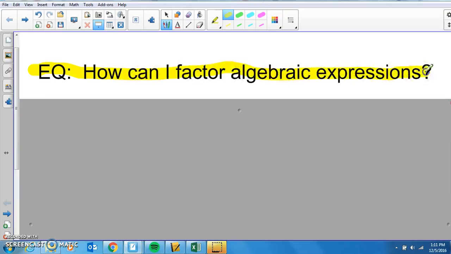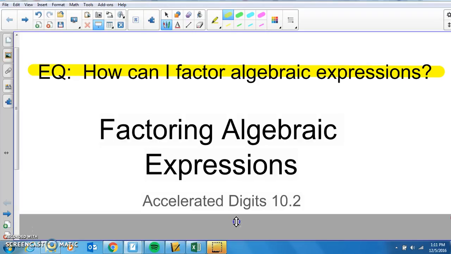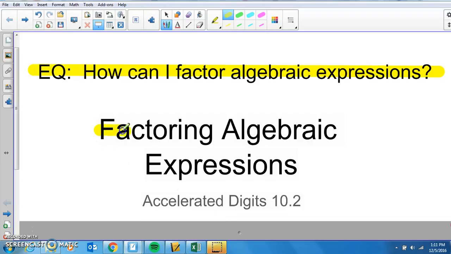How can I factor algebraic expressions is our essential question. And our topic is factoring algebraic expressions. This goes along with digits 10.2 under the accelerated. So when you go to your work on your digits, it is under the accelerated, not the 8th grade. If you'll pause the video to copy this information down, and continue to pause it as you progress through the video.